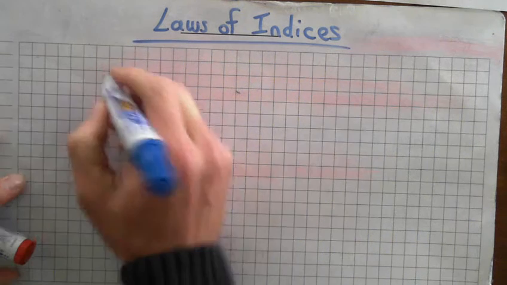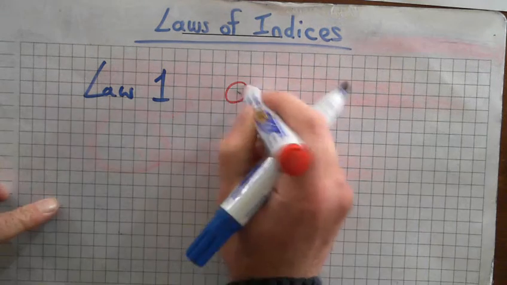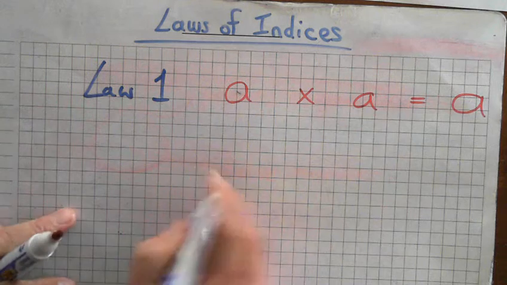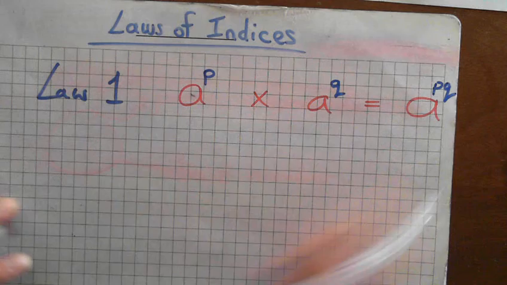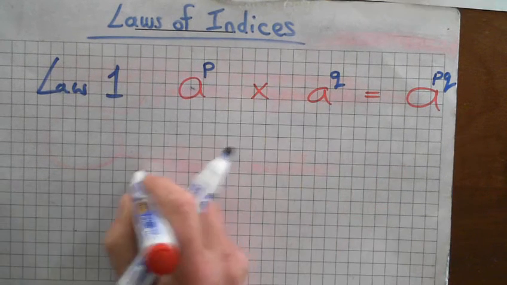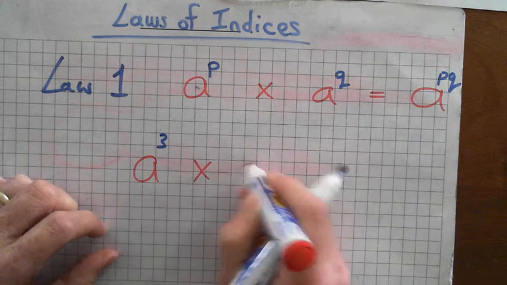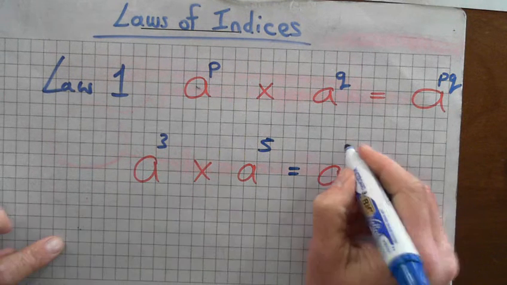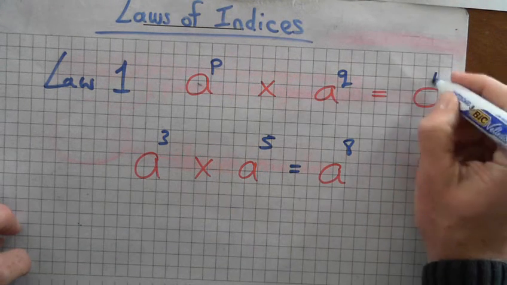Right, law number 1. If we have a to the power p times a to the power q, we get a to the power p plus q. If you look up, this is law number 1. So if we have 8 to the power of 3 times 8 to the power of 5, what's the answer? 8 to the power of 8. So what have you done? You have added the powers. So that's p plus q.